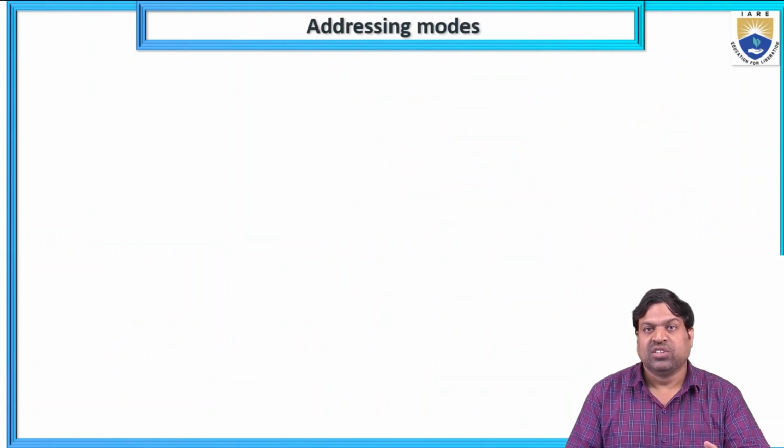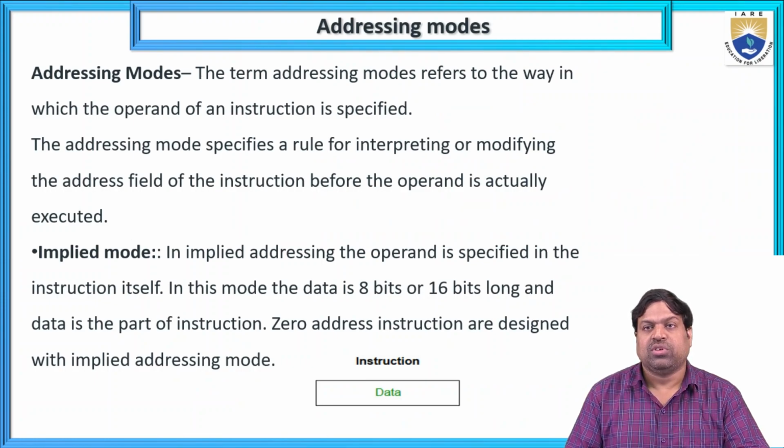We can discuss. The term addressing modes refers to the way in which the operand of an instruction is specified. The addressing mode specifies a rule for interpreting or modifying the address field of the instruction before the operand is actually executed. So, implied mode: in implied addressing, the operand is specified in the instruction itself. In this mode, the data is 8-bit or 16-bit long, and the data is a part of the instruction. Zero-address instructions are designed with implied addressing mode.